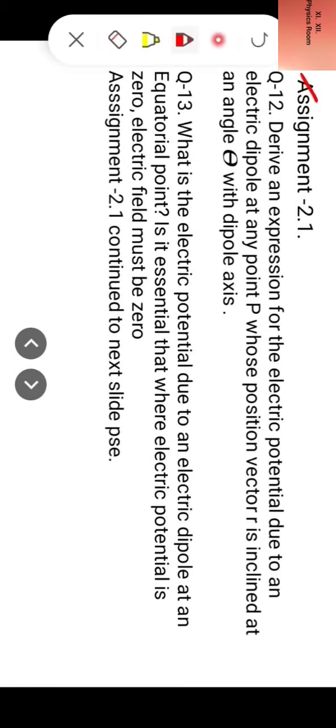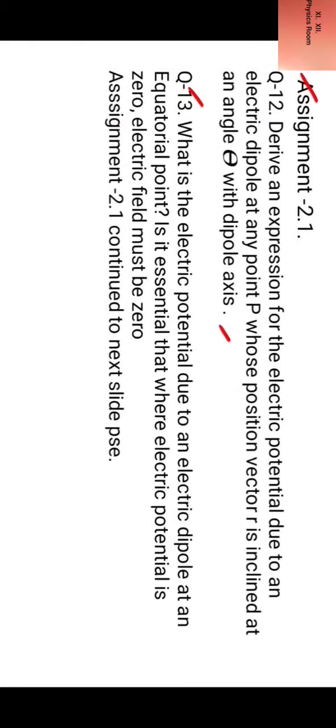Now assignment 2.1 continued. Question number 12. Derive an expression for the electric potential due to an electric dipole at any point P whose position vector r is inclined at an angle theta with the dipole axis. The whole article you have to explain. Question number 13. What is the electric potential due to an electric dipole at an equatorial point? Is it essential that where electric potential is 0, electric field must be 0? You answer this question, and this assignment is continued to the next slide.